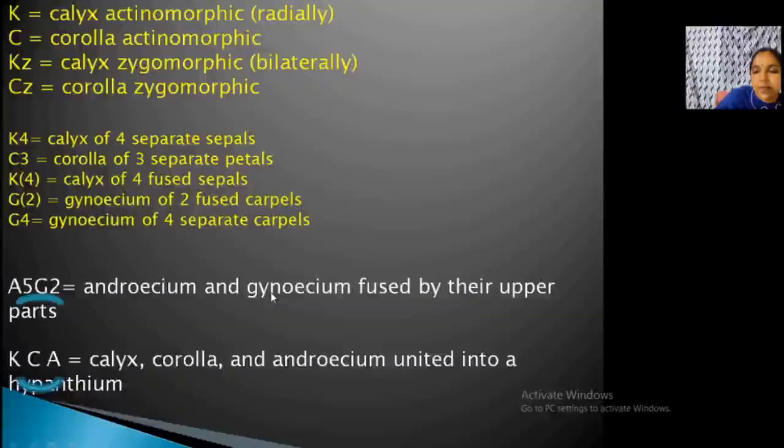See, this is calyx with 4 fused, corolla fused, gynoecium with 2 fused carpels. Everything I told. This is A5 G2. Androecium and gynoecium fused, so mark like this. This mark should actually be here, and this also marked here. It is needed here, some mistake. That's calyx, corolla and androecium, 3 fused, so all the 3 together.